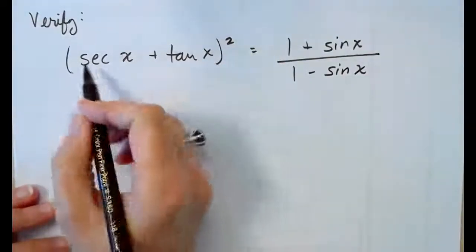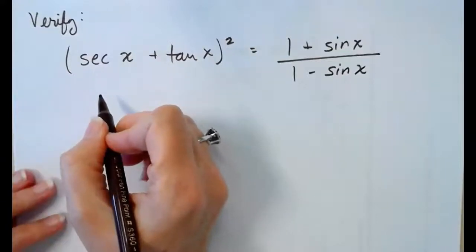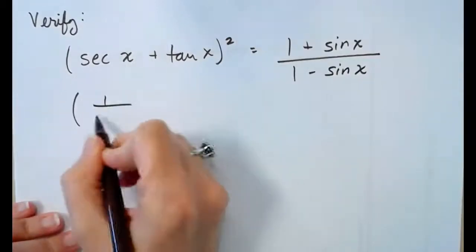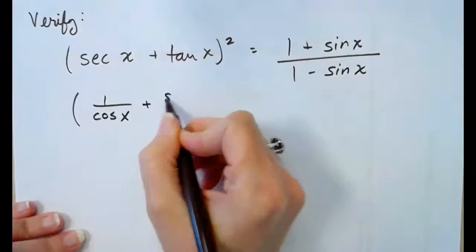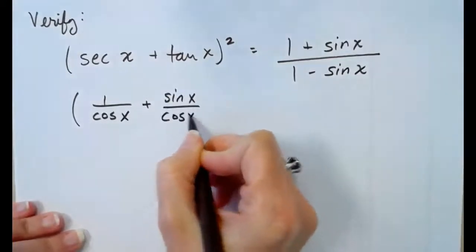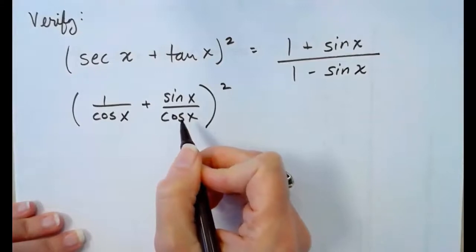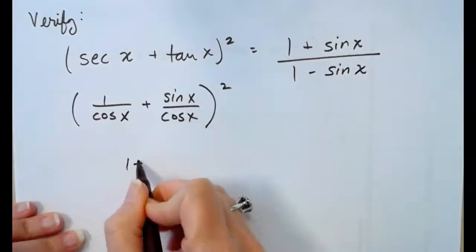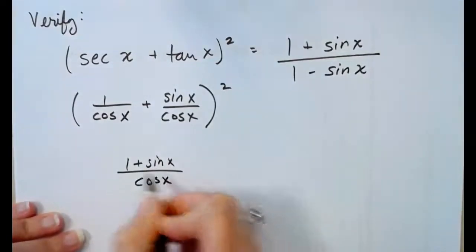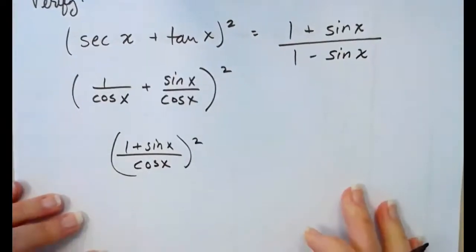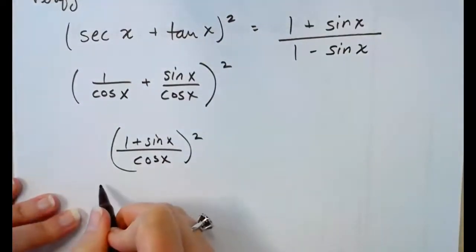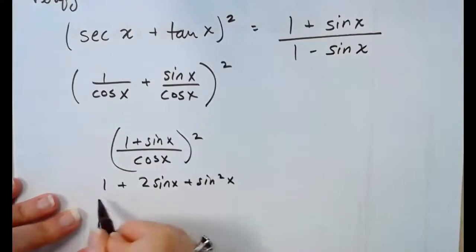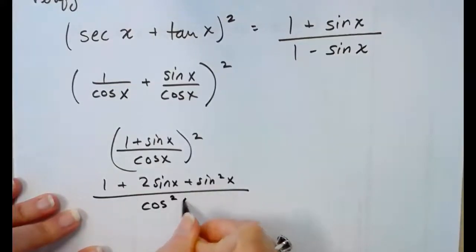And what do we have here? What we've got is, and I think I'll actually even go to sine and cosine first here. We've got secant, which is 1 over cosine, plus tangent, which is sine x over cosine. And still working inside these parentheses, we've got a common denominator here, which is cosine. So we've got 1 plus sine x over cosine x, quantity squared. When we square this quantity, we end up with 1 plus 2 sine x plus sine squared x over cosine squared x.